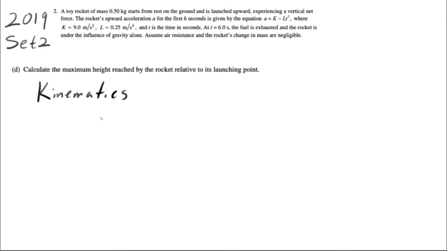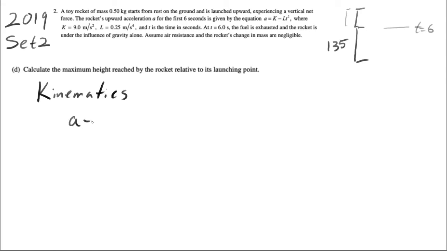So if you like to use kinematics, there is actually a way to use kinematics for this problem. So we know that the rocket has a non-constant acceleration for the first 6 seconds, and we know it travels a distance of 135 meters. But we want to find its maximum height. And we know that during this range from t equals 6 seconds to when the rocket reaches its maximum height, the only force the rocket feels is the force due to gravity. So we can use kinematics because a is constant.